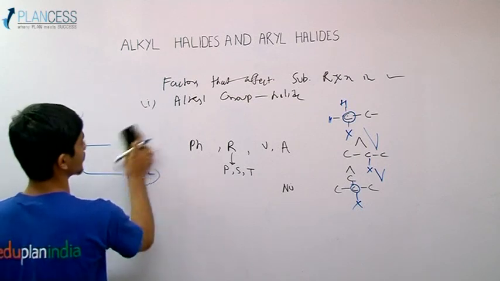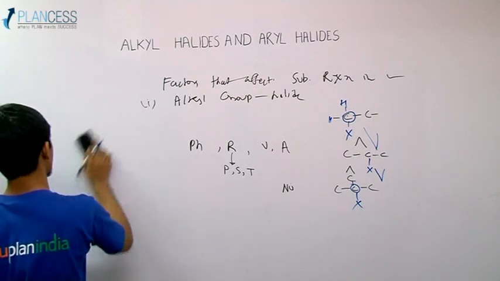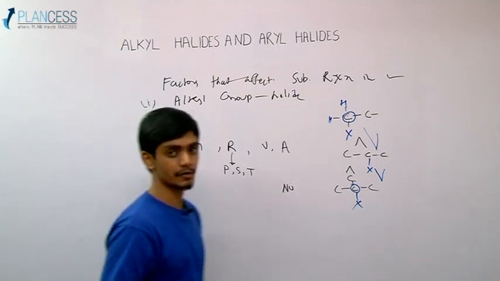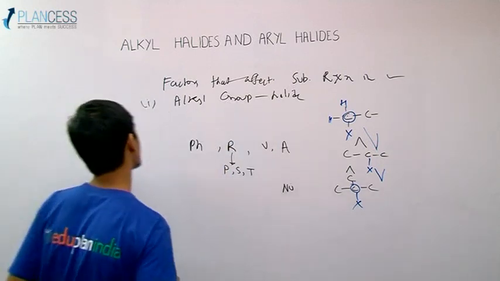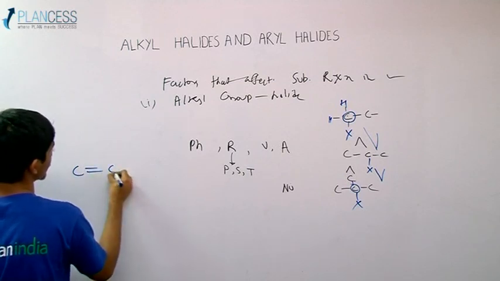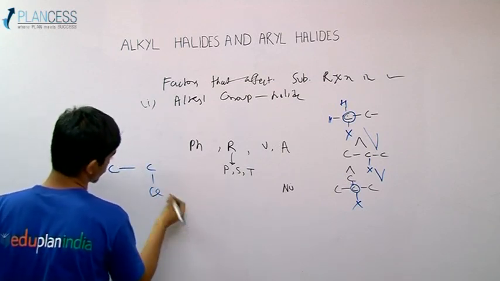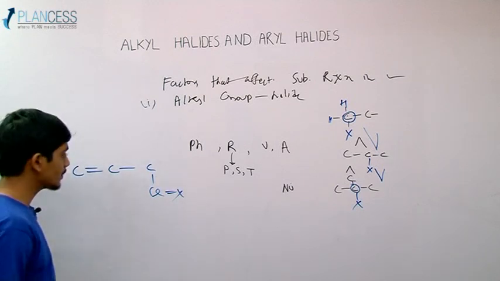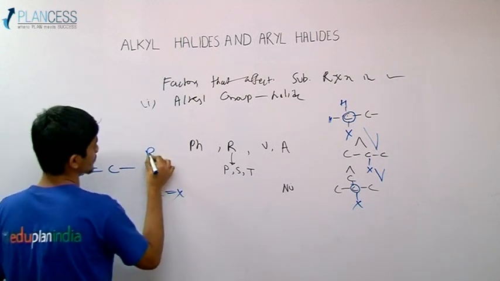Let us move on to the phenylic and vinylic and allylic halides. Now these phenylic and vinylic names we have heard before, but what are allylic halides? Allylic halides are actually this type of halides, X or Cl, whatever. There is a double bond and on the beta carbon there is a halide.